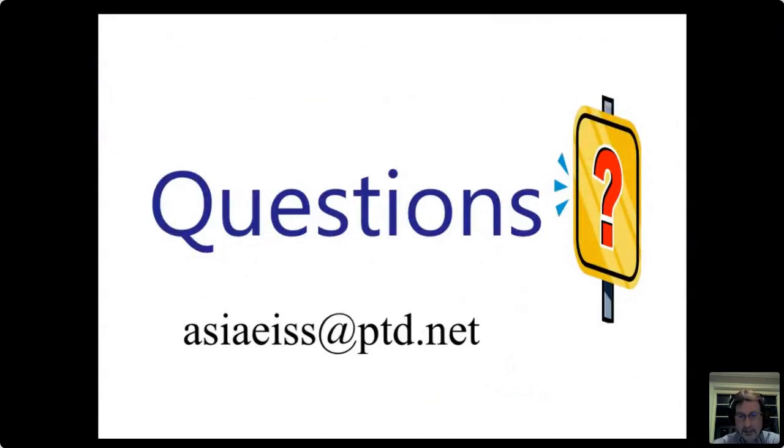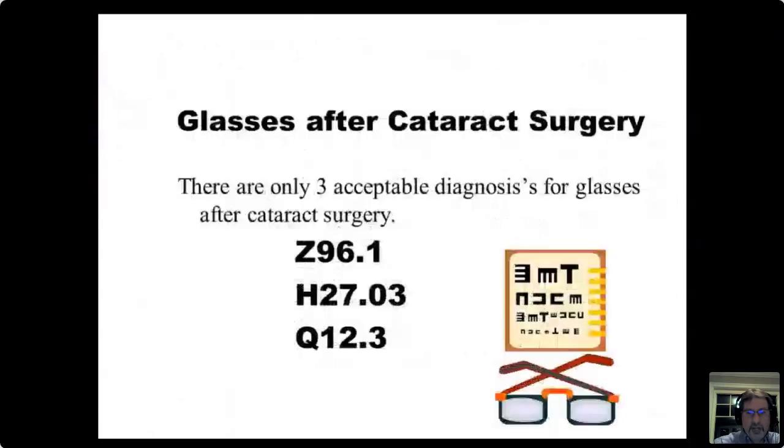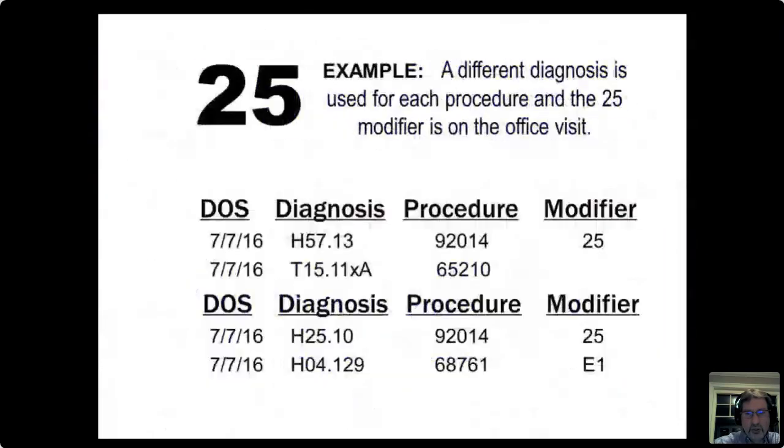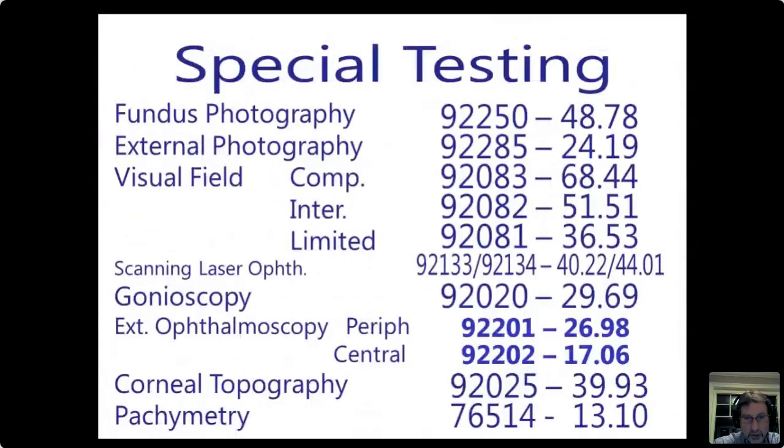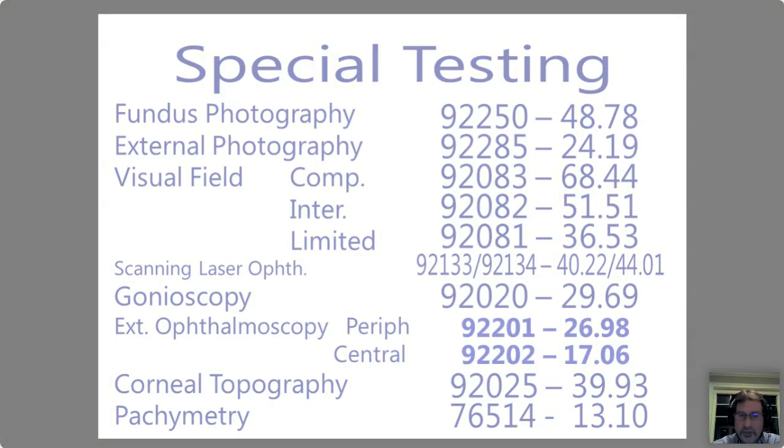And actually, let me go back here. The payment levels on those two codes right now, I shouldn't have shot through this quite so quick, is you can see down there the peripheral extended ophthalmoscopy 99201 is about $27. The central is about $17, where your retina photo is still about $48. So retina photos have come down in what they reimburse quite a bit over the years, but you're still going to get paid a lot more for the photo. So you definitely want to do the photo.